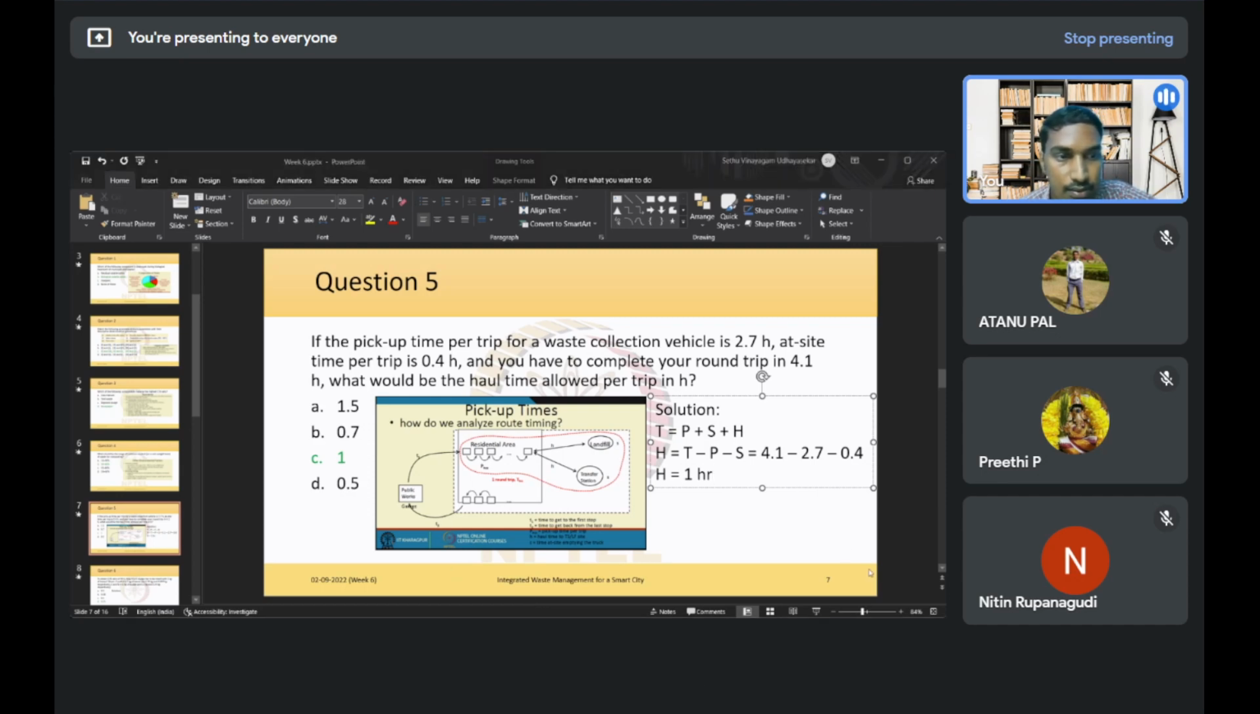Okay, is that clear? How we determine the haul time? Any questions?